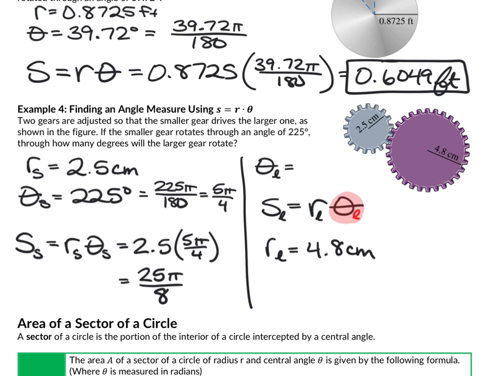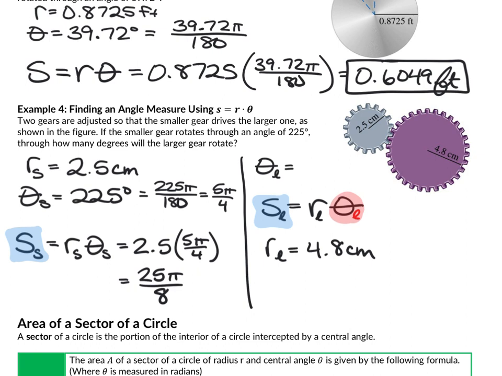Now here's the deal. The arc length that the small gear has moved, the amount of distance, since those teeth of the gears are interlocked, will be the same distance that the purple one has gone. So what we can do is use this value, the small arc length, as the same one for the large arc length. So in this problem, I now have the large arc length, because it's the same. I now have the radius. Can I solve for theta?